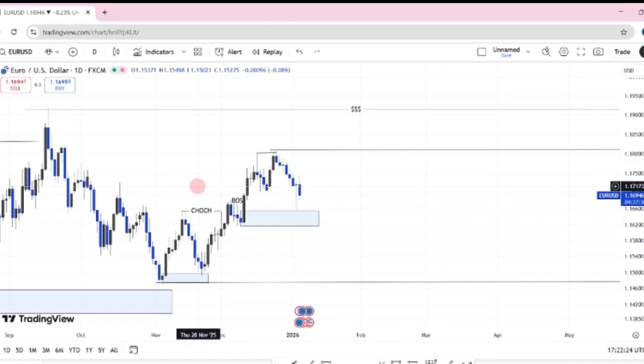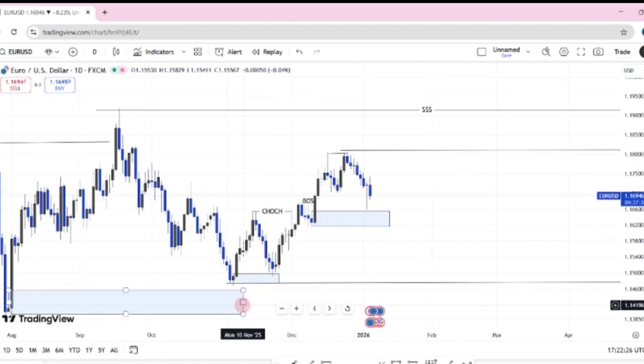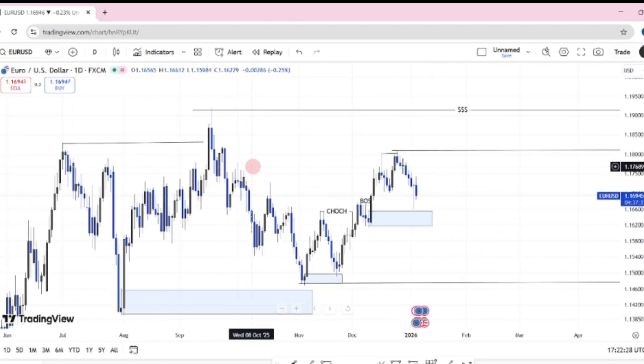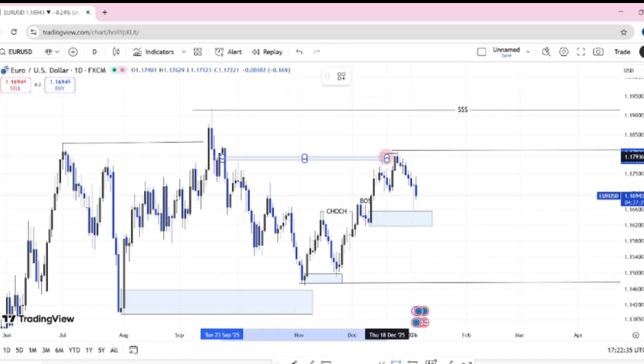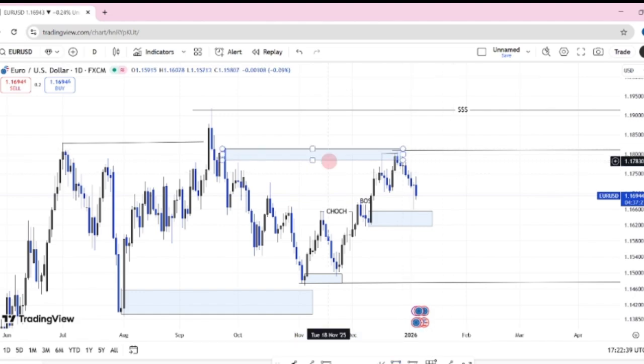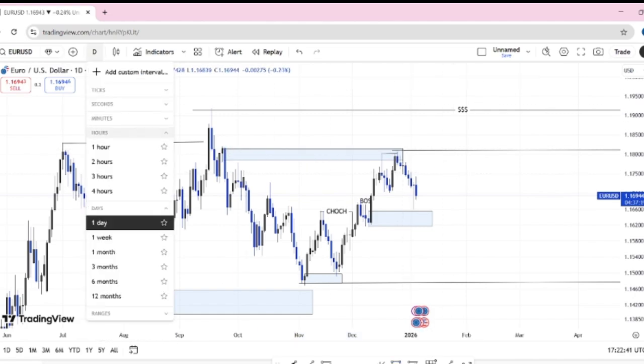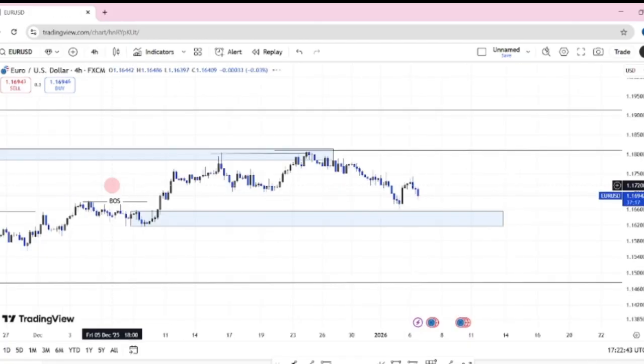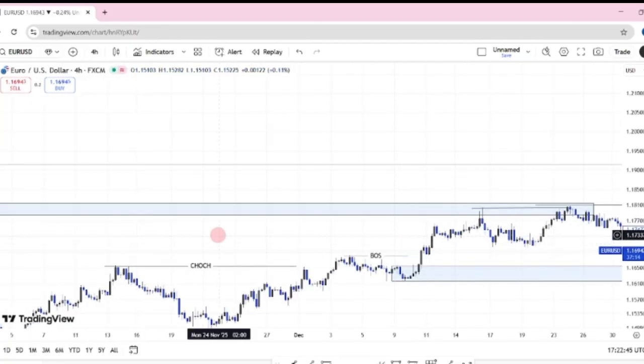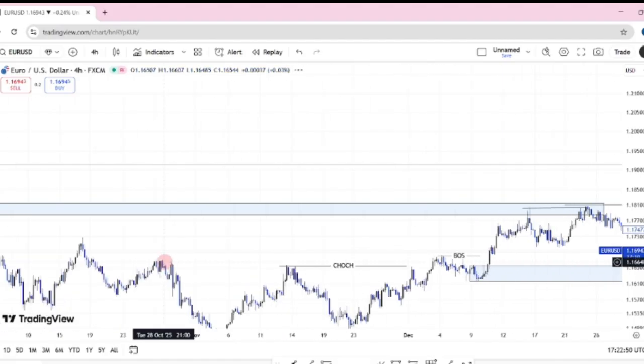And you can also see that if you look to the left hand side, we have this supply here, and I think that's what price is reacting to. But let's go to the 4 hours so we get to understand if that supply will hold or not, because I'm looking at that liquidity at the top. All right, so let's zoom this in.